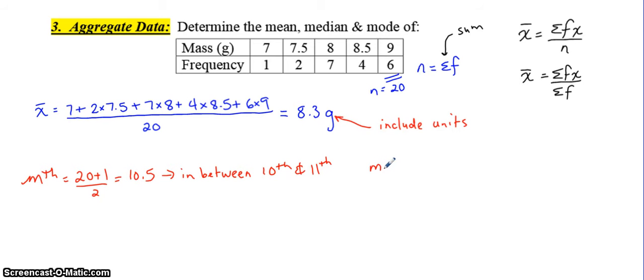So to find out which is the 10th and which is the 11th, you just have to start counting up your frequencies. So this is 1. When you add 2, you get 3. When you add 7, you get 10. So the 10th piece of data is 8, which makes the 11th piece of data 8.5. And that works out to 8.25 grams.